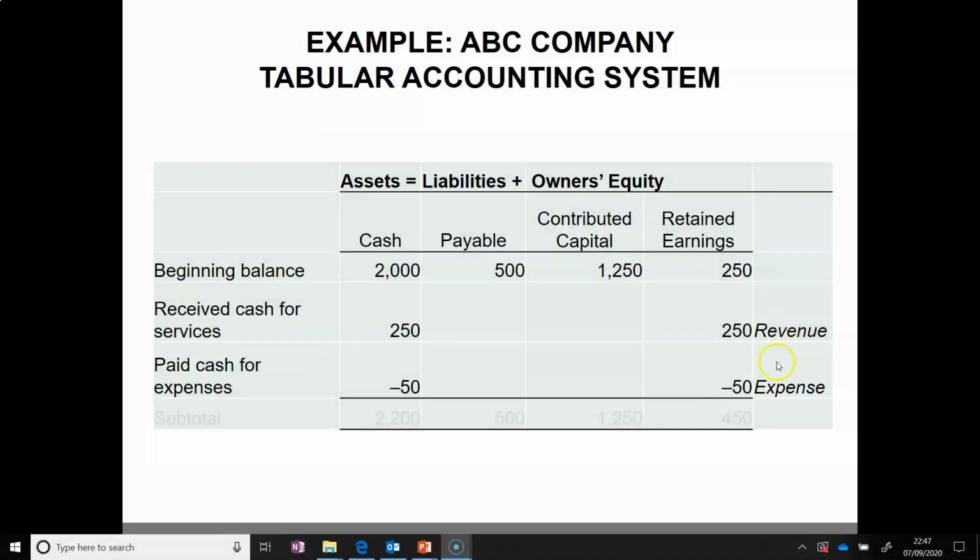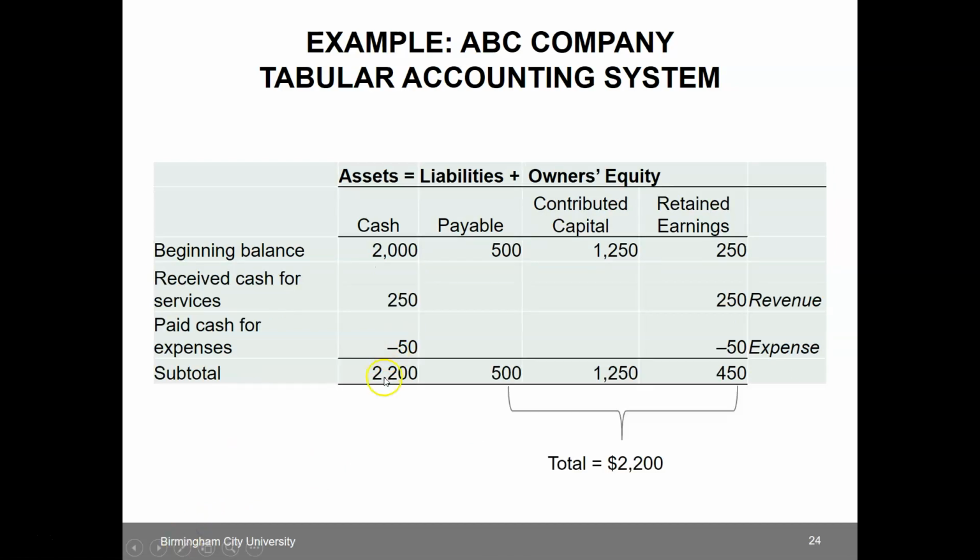So we see that these two entries are representing the income statement or profit and loss account here. In other words, the net income from the profit and loss account. And if we calculate the subtotal, it will give us 2200 in closing balance of cash, 500 accounts payable, contributed capital of 1250, and retained earnings closing 450. That is exactly the closing balance sheet for 2011, which shows 2200 in total assets, 500 in liabilities.